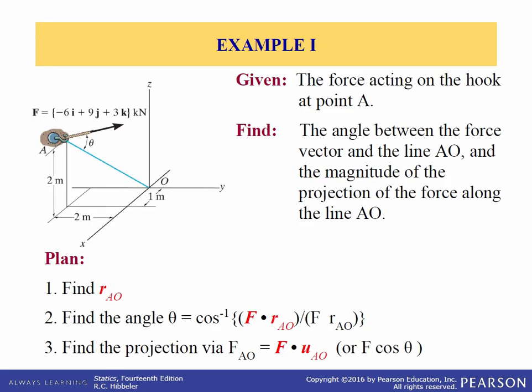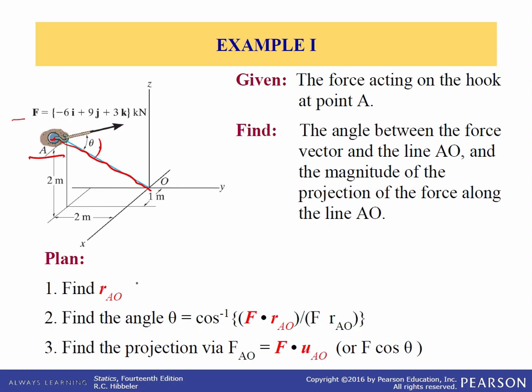So let's do some examples. Here we have a force acting on a hook at A, and we're given the force as a Cartesian vector. The question is, what is the angle between the force vector and the line AO? Now AO is this line right here. So we're looking for this angle theta. We also want to know the magnitude of the projection of the force along that line AO.